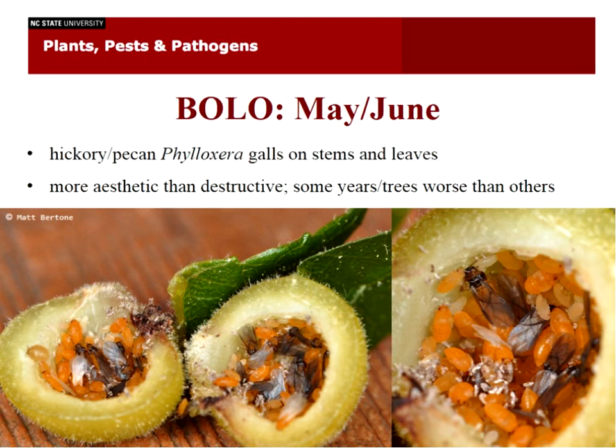You can always pop one of these galls off the leaf, cut it open, and see what's inside. If there's an aphid or a colony of aphids, these yellowish ones with yellow, brown, gray-winged aphids, that's going to be this Phylloxera gall. So just be aware of those.